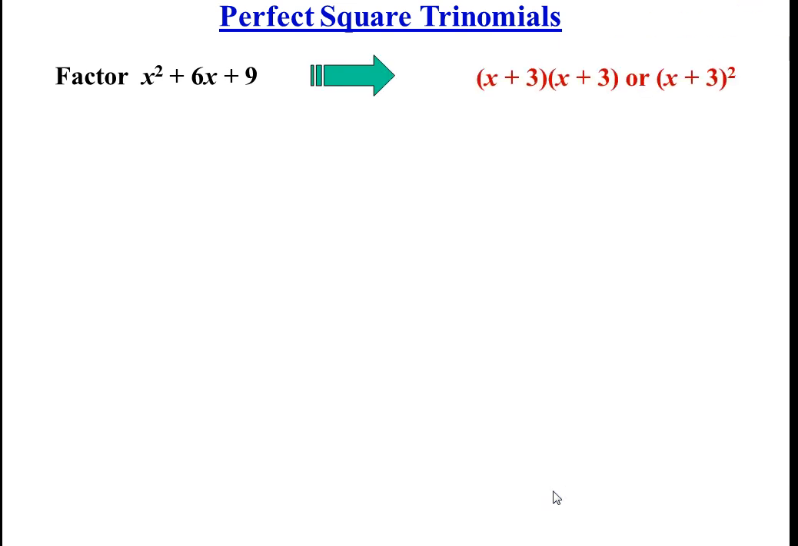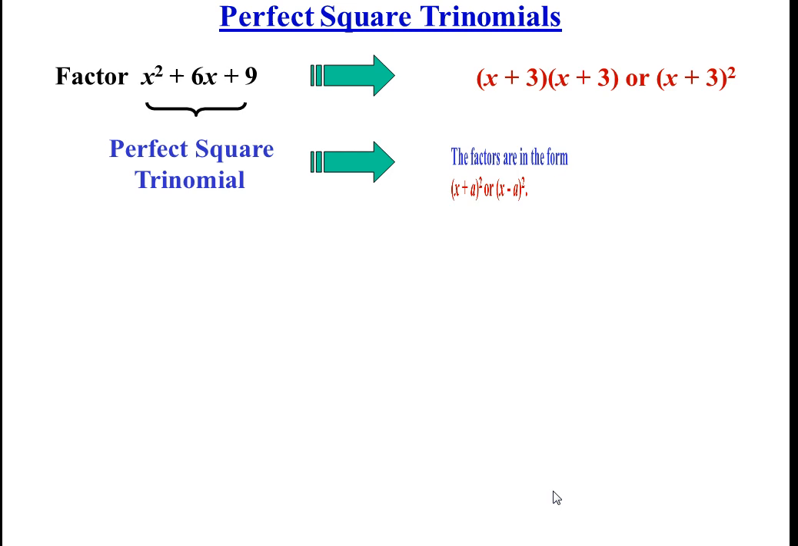So let's do a quick review of what a perfect square trinomial is then. Let's say you're asked to factor x squared plus 6x plus 9. Well, we know that factors to be x plus 3 times x plus 3, or x plus 3 squared. So we call this a perfect square trinomial, and the factors will always be a binomial squared.